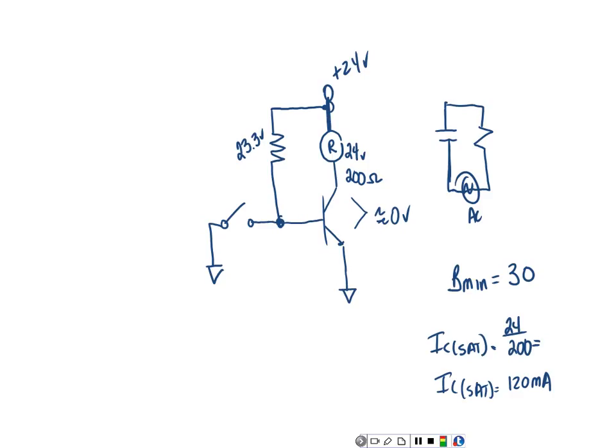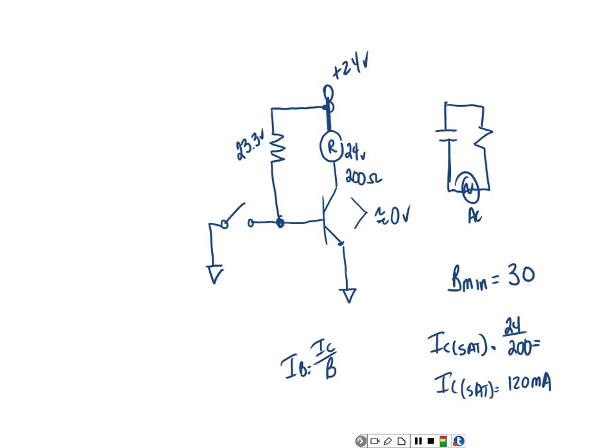Is everybody okay there? Okay. Now I need to calculate the base current. This comes with what we call the gain formula, which we call beta. So IB would be equal to IC divided by beta. Here we're using the minimum beta. Why are we using the minimum beta?